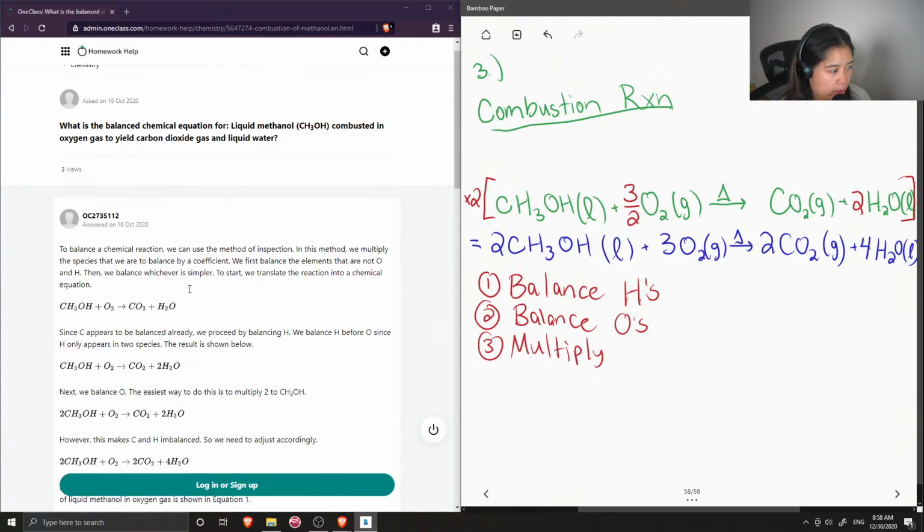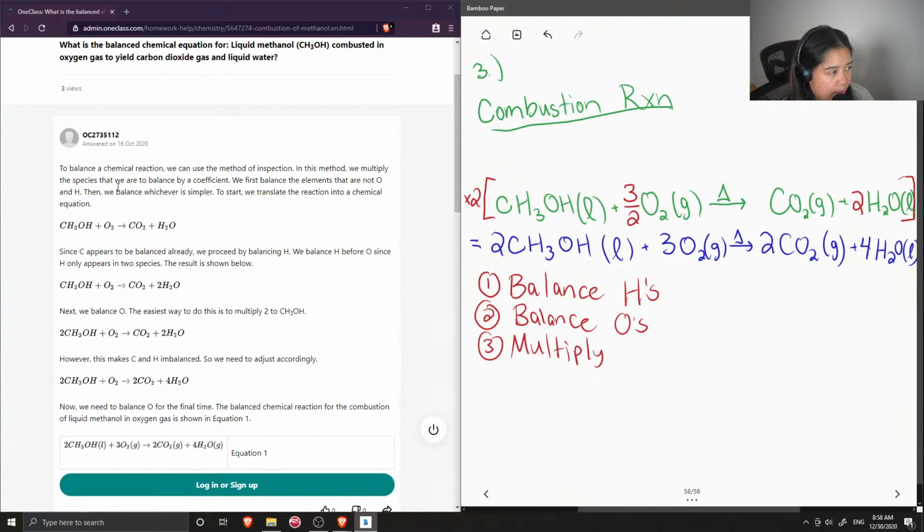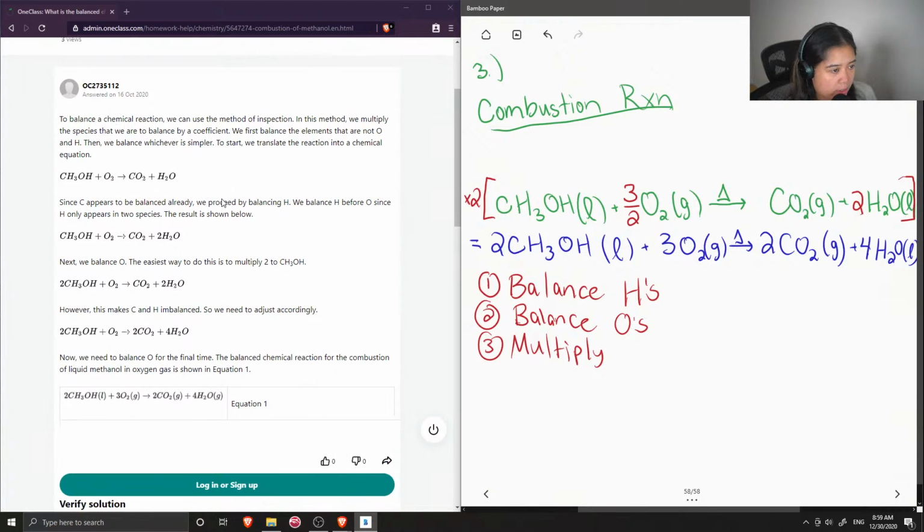Okay, so let's see what the junior tutor said. To balance a chemical reaction, we can use the method of inspection. In this method, we multiply the species that we are to balance by a coefficient. First, balance the elements that are not oxygen and hydrogen. Then we balance whichever is simpler. To start, we translate the reaction into a chemical equation. So since carbon appears to be balanced already, we proceed by balancing hydrogens. We balance hydrogen before oxygen since hydrogen only appears in 2 species. The result is shown below.